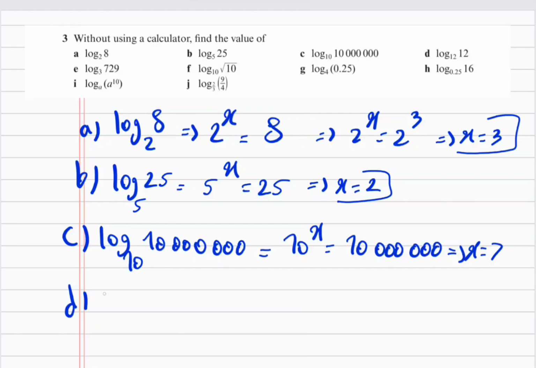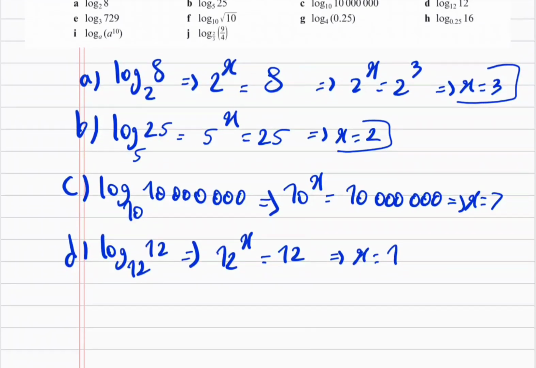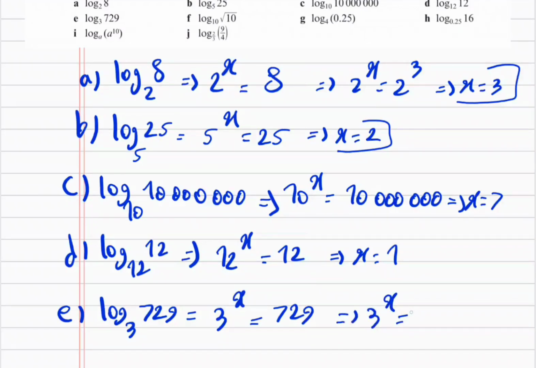So for part D, we have log base 12 of 12, and this one is interesting because we have 12 to the power of x is equal to 12, which is simply equal to 1. So x is equal to 1 in this case. And in E, we have log base 3 of 729, which is 3 to the power of x is equal to 729. This can be less obvious, but 729 is the same as 3 to the power of 6. So therefore x is equal to 6.